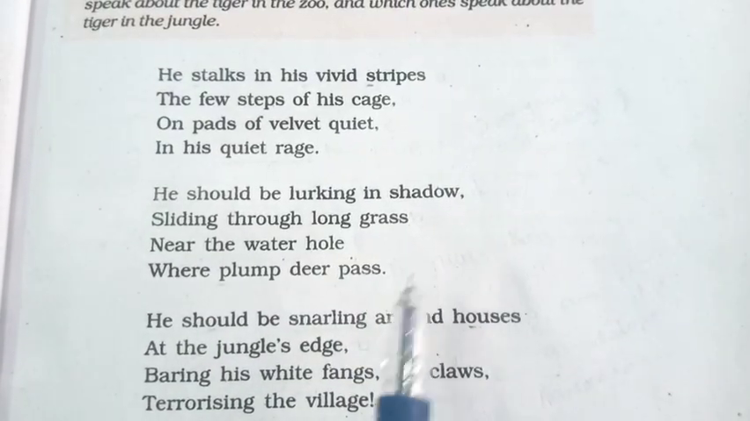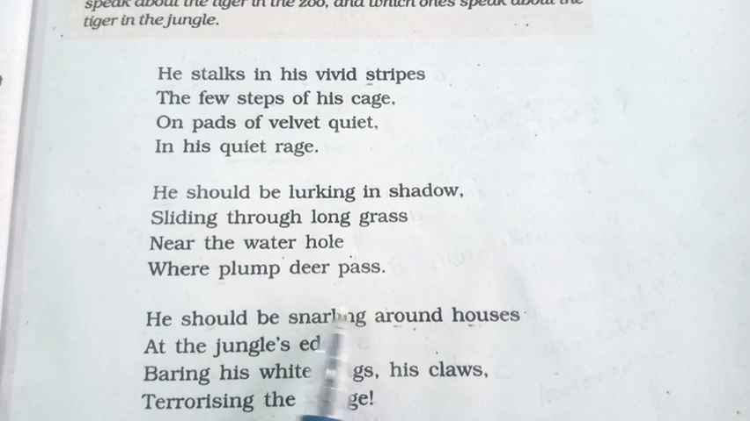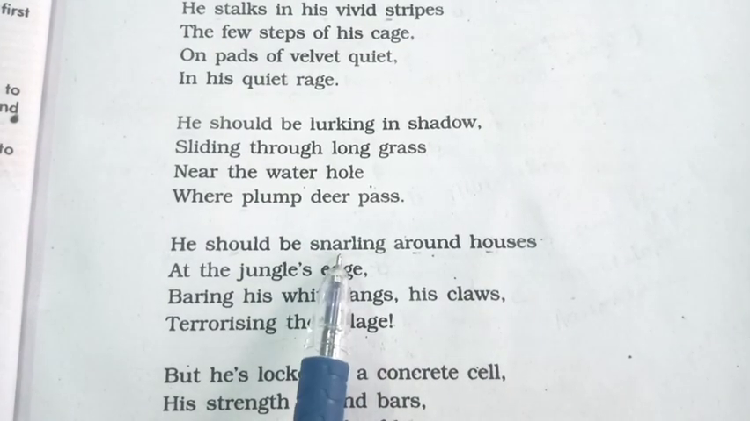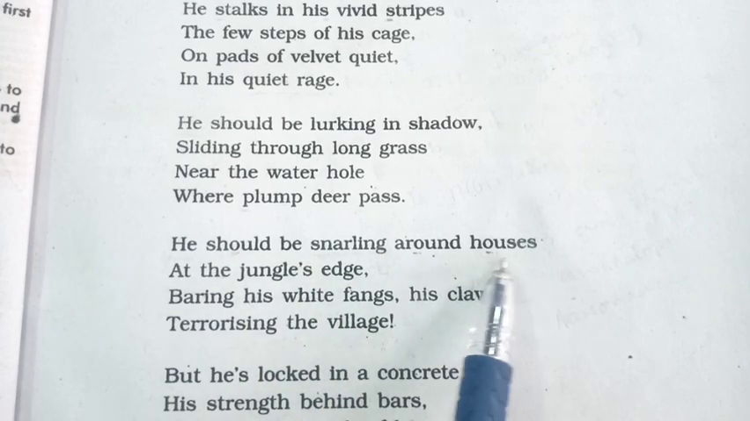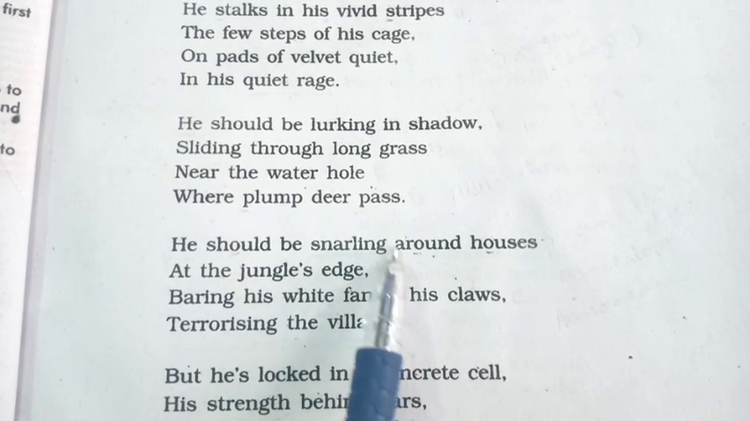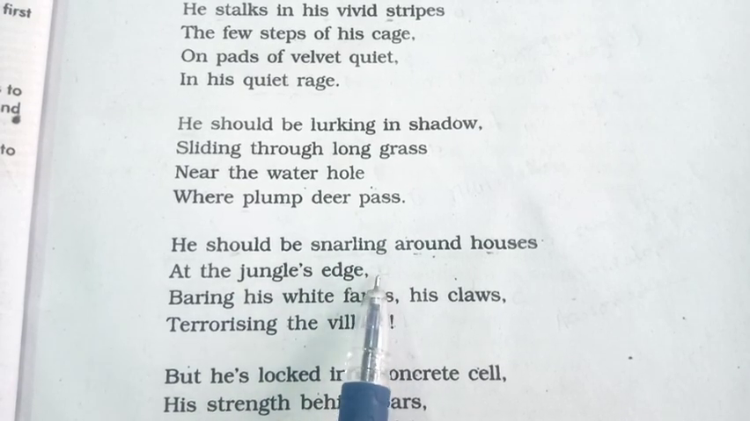The third poetic device given in the poem is onomatopoeia. Onomatopoeia is a poetic device in which the sound of an animal is given. Here, "he should be snarling around houses." Snarling means to growl, so this is the sound of a tiger snarling. So this is onomatopoeia.